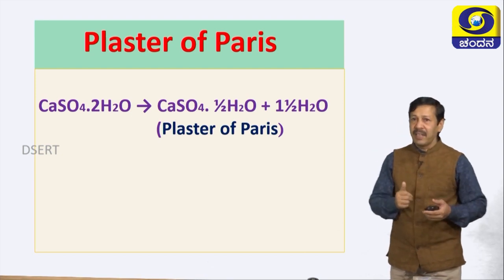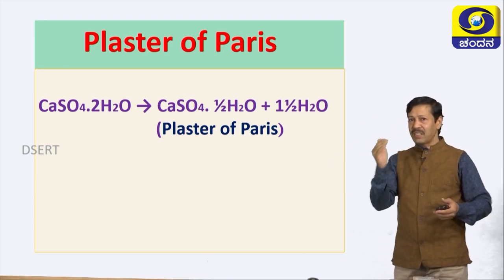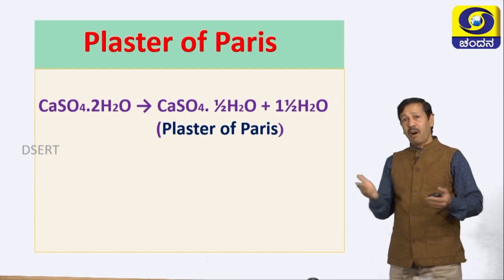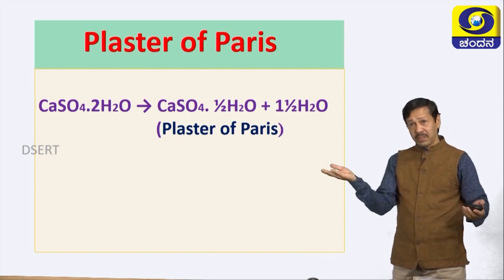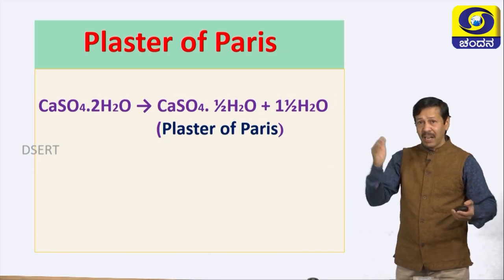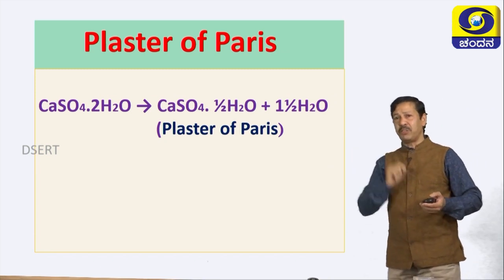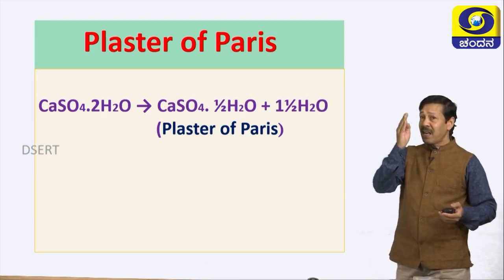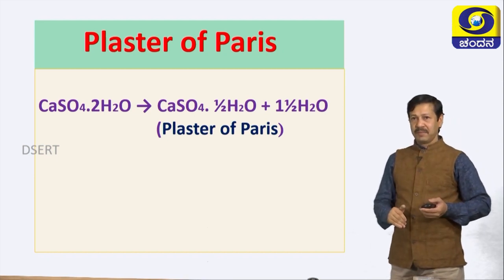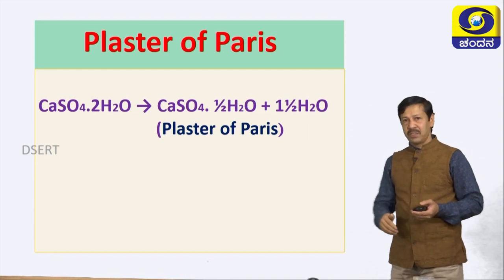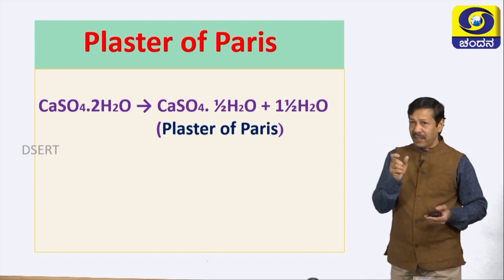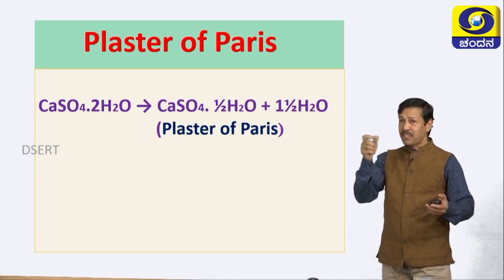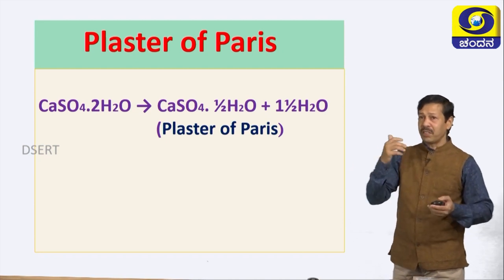How is it prepared? It is prepared from gypsum, calcium sulfate dihydrate, CaSO4·2H2O. On heating strongly to about 100 degrees Celsius or 373 Kelvin, you get CaSO4·1/2H2O. What is this, half H2O? It is not possible, it is half a mole of water, and 1.5 moles of water are produced. When you heat 1 mole of gypsum, you get 1 mole of plaster of Paris plus 1.5 moles of water.